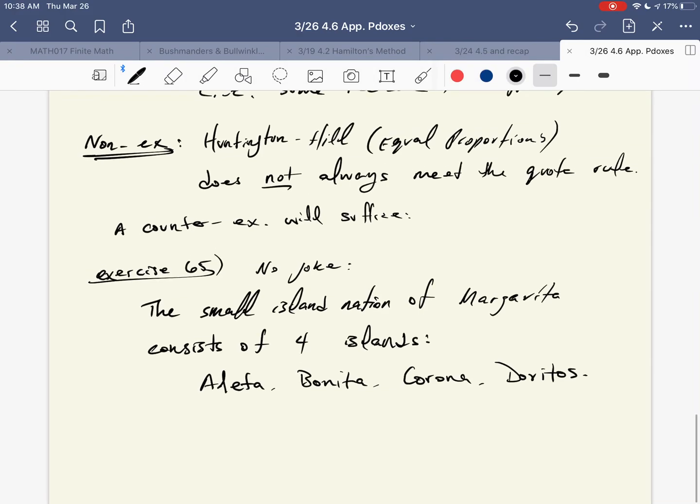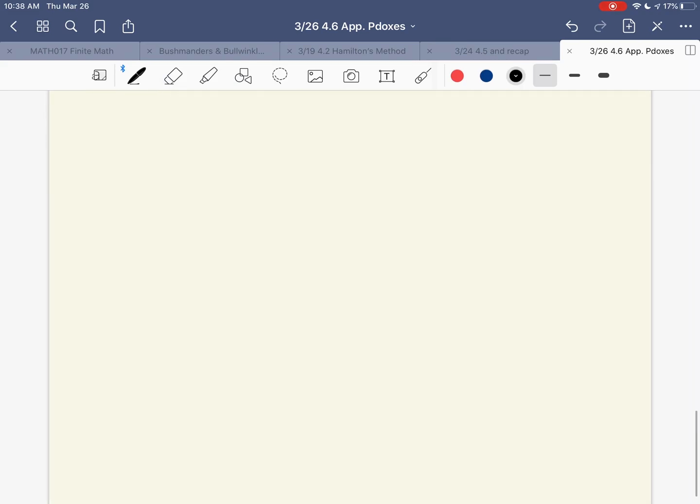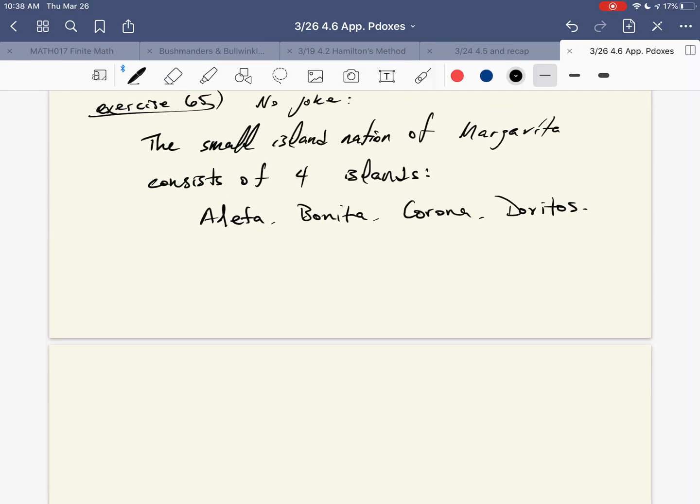crack me up that this is our one example, and one of the islands was named Corona. Oh well, I hope you're all safe out there.